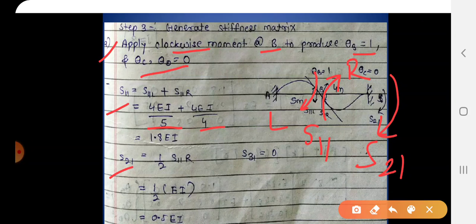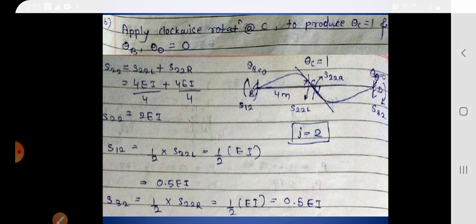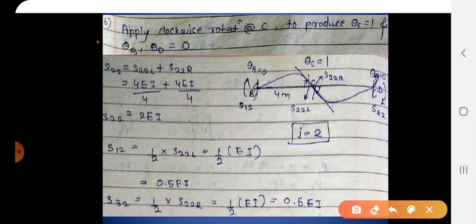Now you will get the value of S21 equal to half of S11 R, and what will be the S31 value? Yes, there is no moment transfer to the joint D, to the support D, therefore S31 is 0. In this way we have determined the first 3 elements of the stiffness matrix. Then go to part B.